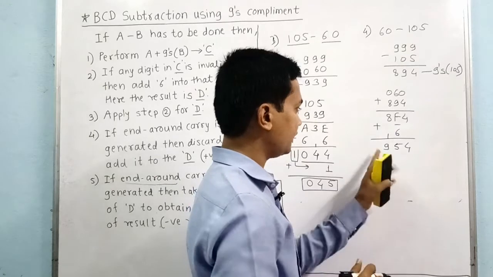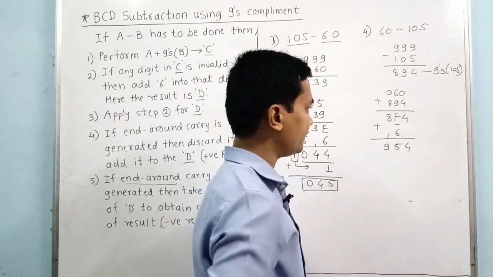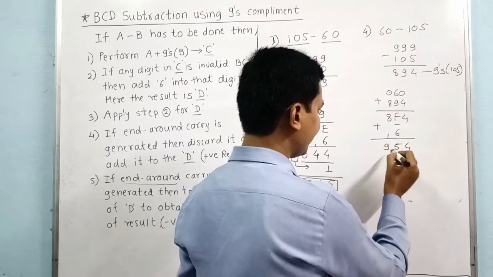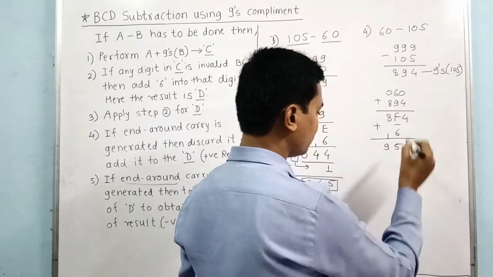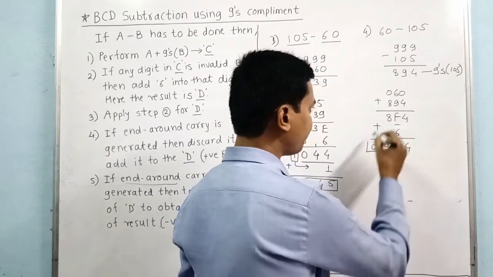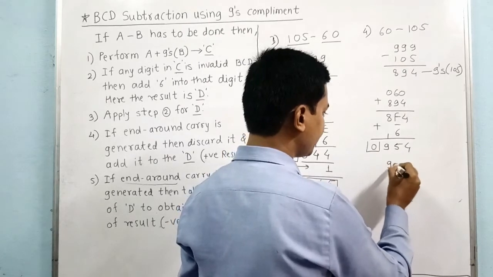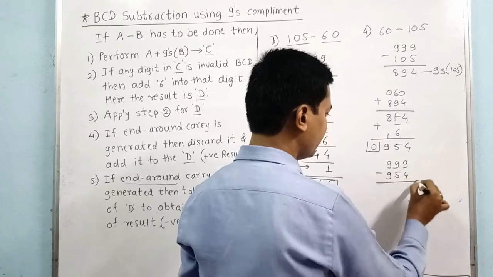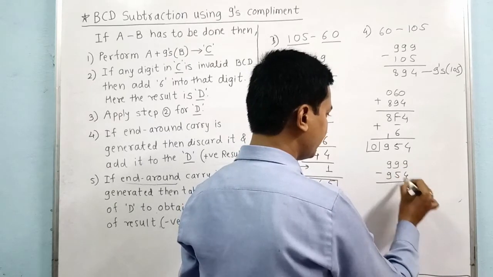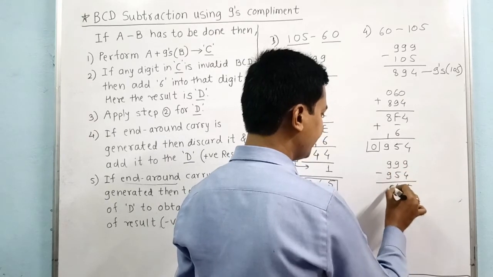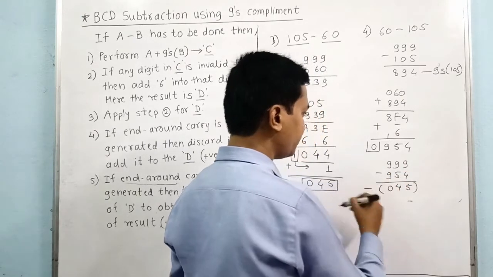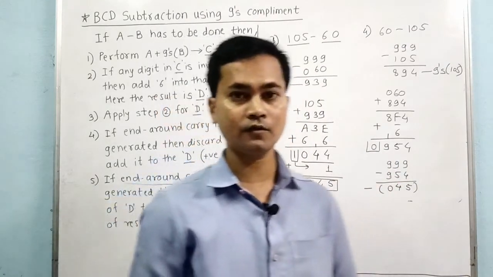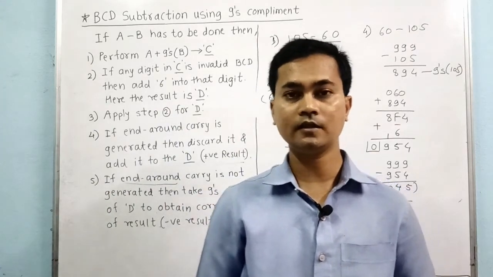Now here all the digits are valid BCD digits. Okay, so what we will do, we will simply take the 9's complement of 954 to obtain the magnitude of the result. Okay, so just subtract 954 from 999. So here 9 minus 4 is 5, 9 minus 5 is 4, 9 minus 9 is 0. So actually this value is negative because the end around carry is not generated. Okay, so here I hope you understood how to perform BCD subtraction using 9's complement. Thank you.